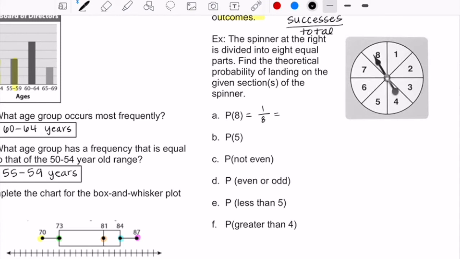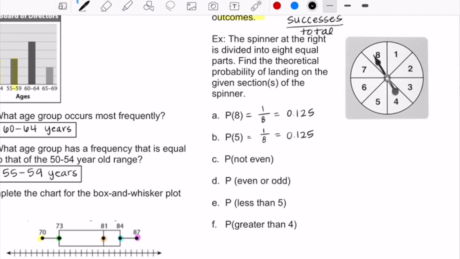Probability can be left as a fraction, but often it will be converted into a decimal between 0 and 1. So you could write it as 0.125. Remember, you could also write it as a percentage, so you have a 12.5% chance of landing on an 8. The probability of landing on a 5 is the same as the probability of landing on an 8 because there is 1 total success, so there's 1 way you can land on a 5, out of 8 total outcomes that are possible. And so you might say that you have an equally likely chance of landing on a 5 as you do an 8.